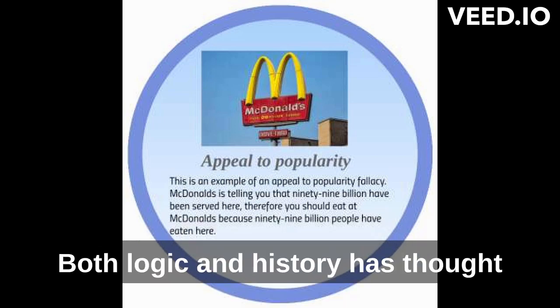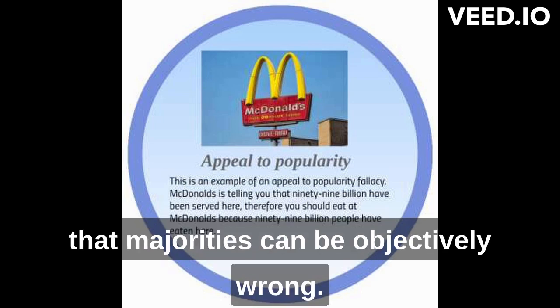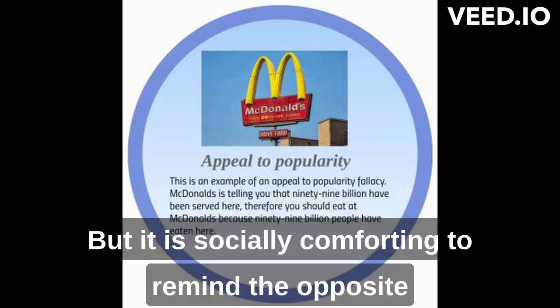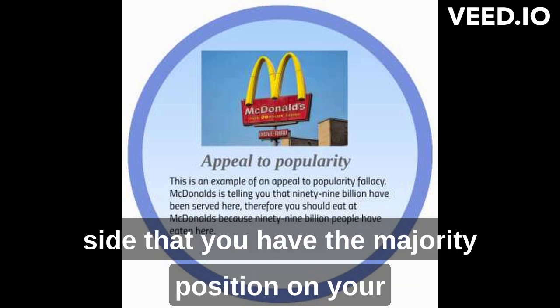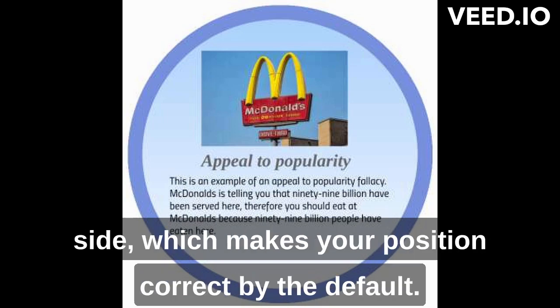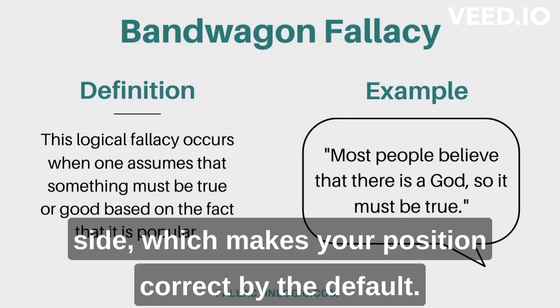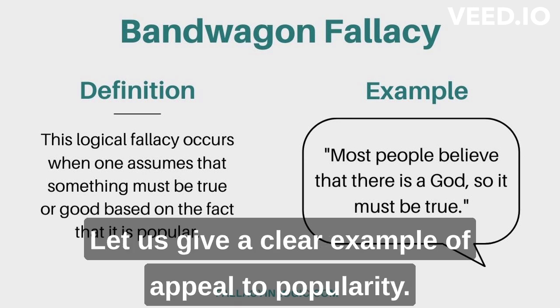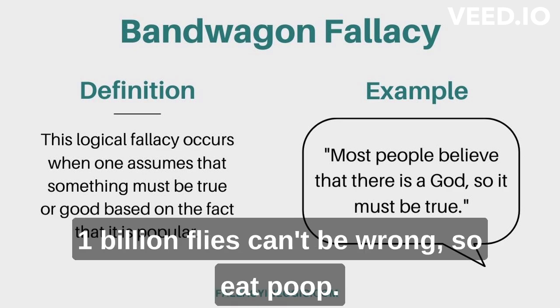Both logic and history have taught us that majorities can be objectively wrong, but it is socially comforting to remind the opposite side that you have the majority position on your side, which makes your position correct by default. Let us give a clear example of appeal to popularity. 1 billion flies can't be wrong, so eat poop. As you can imagine, this type of argument is complete nonsense, even though it is used quite often in a devious manner.